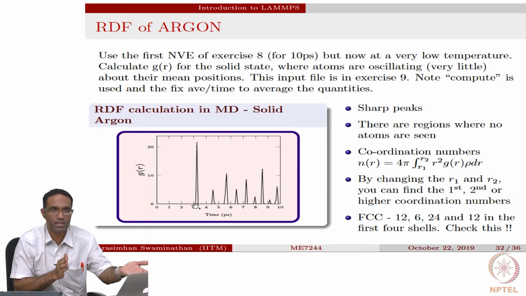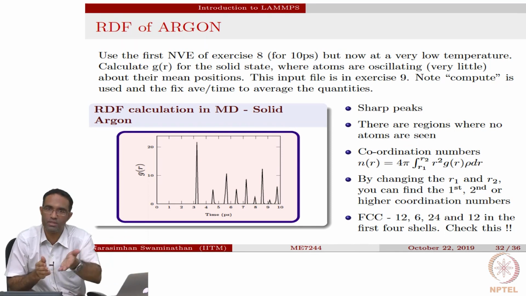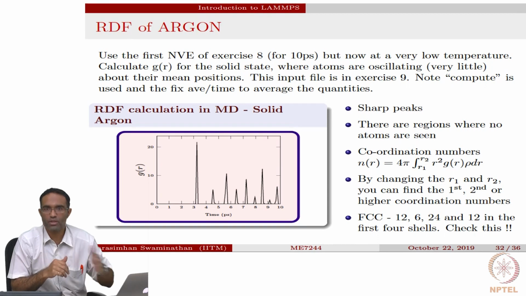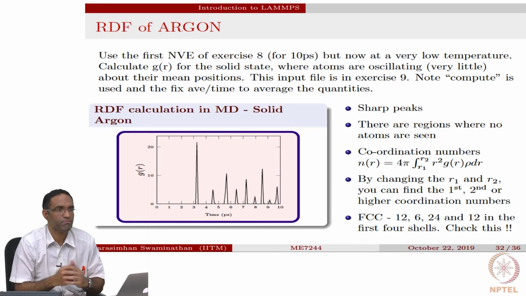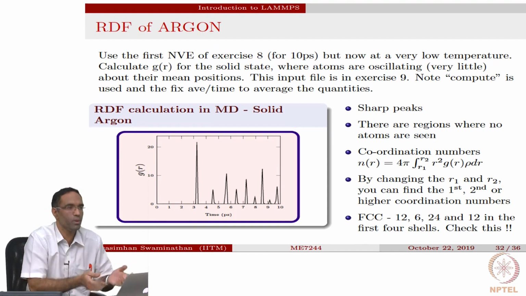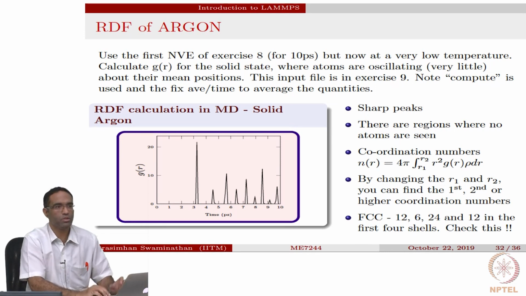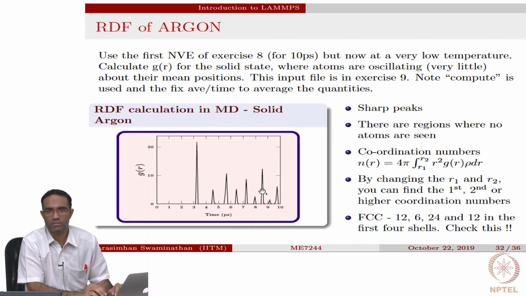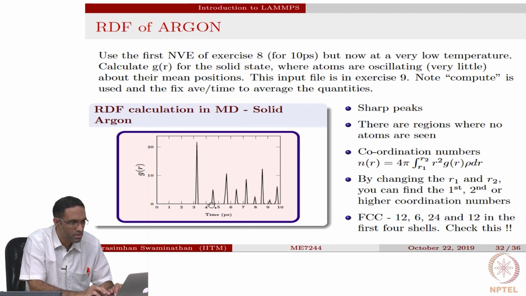So this is actually a signature of whether it is BCC or FCC. You can actually calculate the lattice constant by looking at this. If you knew the structure is BCC, then you can calculate the lattice constant by looking at this diagram, right? Because the first neighbor is found here, second neighbor is found here, third neighbor is found here, fourth neighbor is found here, and so on.